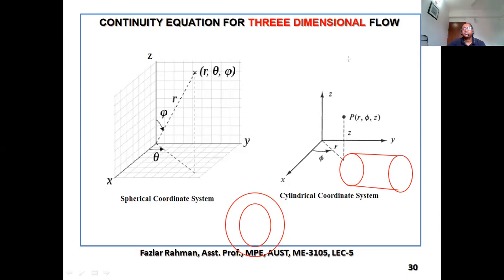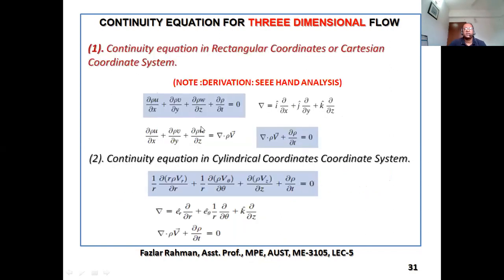Okay, so don't be scared. I just refresh you, and I would like to show you what the form of the continuity equation will be in these two coordinate systems. Normally I derive these two equations, but here we will not derive. I will just give you the continuity equation in cylindrical coordinates. So this is the form of the continuity equation in cylindrical coordinates. Okay.